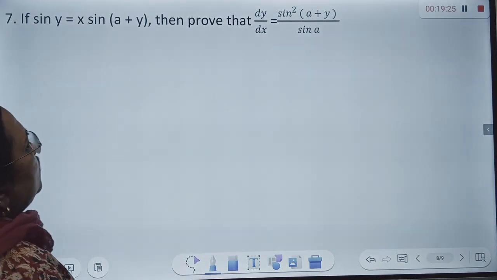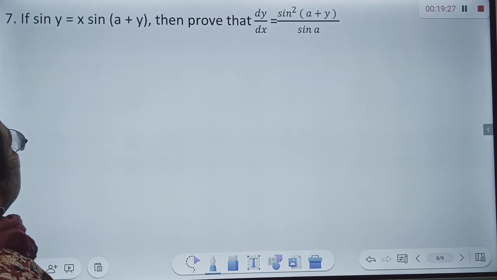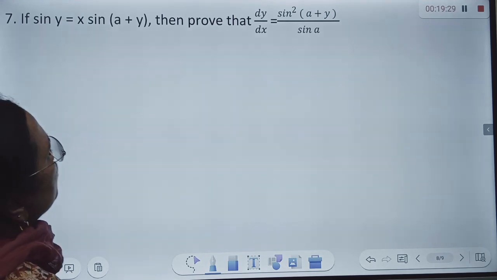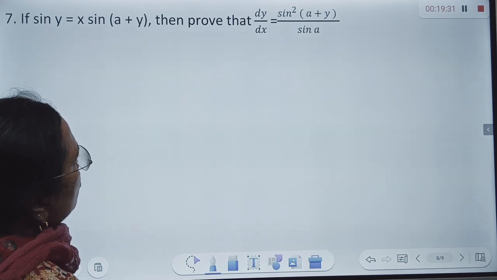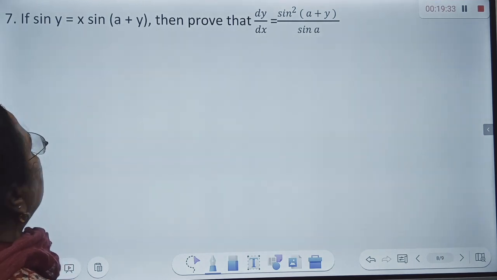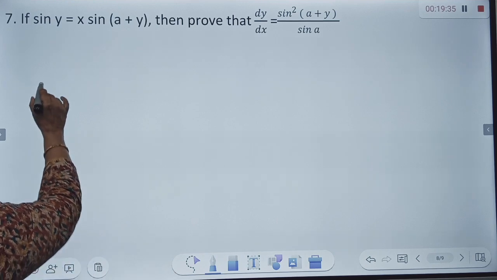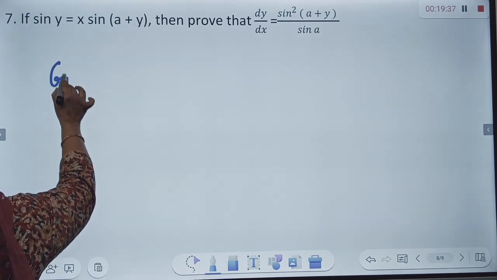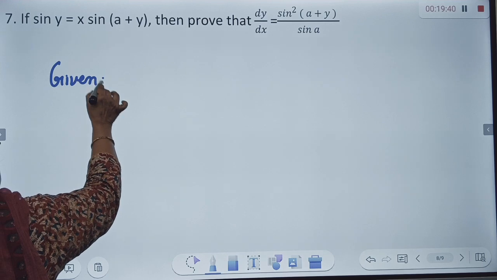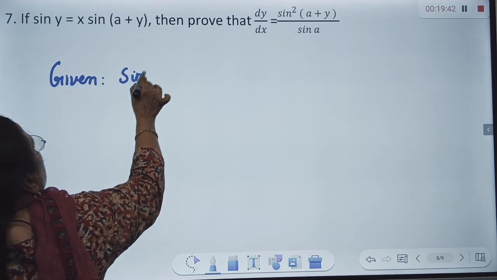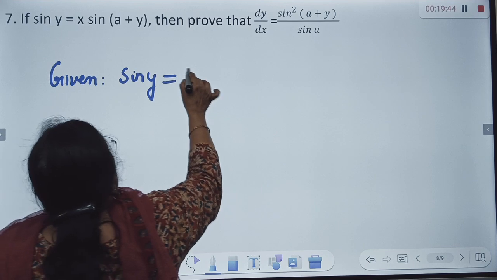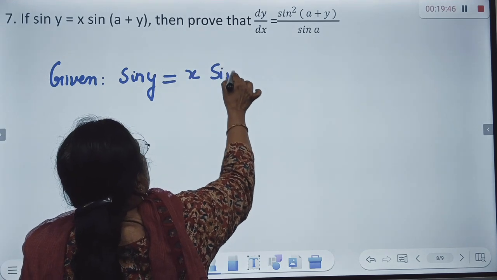Now, if sin y equal to x into sine of a plus y, then you have to prove that dy by dx is sine square of a plus y by sine a. So what is given? Sin y equal to x into sine of a plus y.